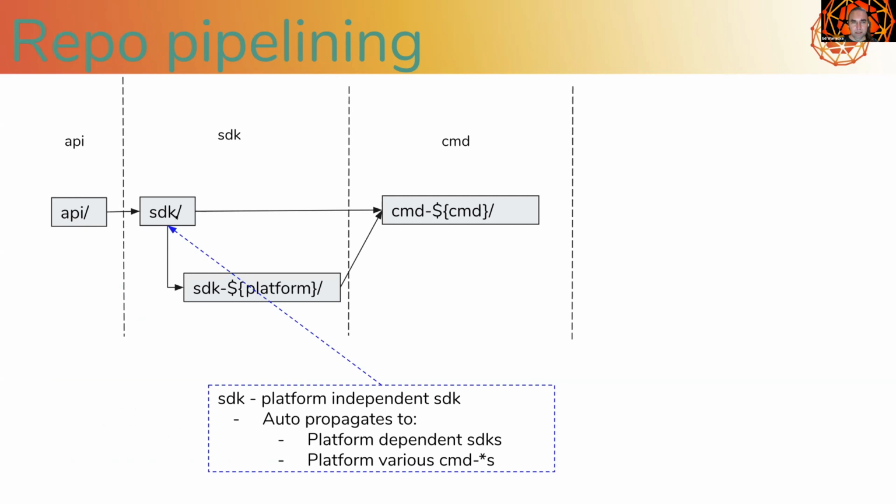If that auto-merge succeeds, you will then get PRs pushed down to various platform-dependent SDKs, things like SDK VPP agent or SDK kernel, etc., and possibly down directly to individual commands.